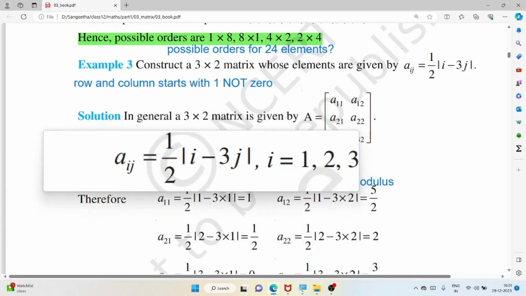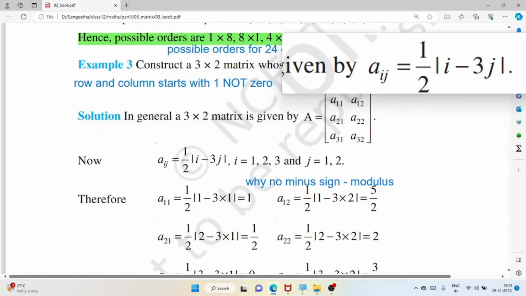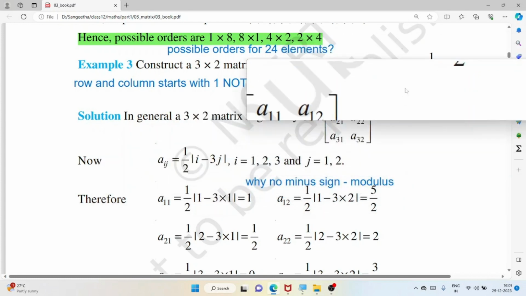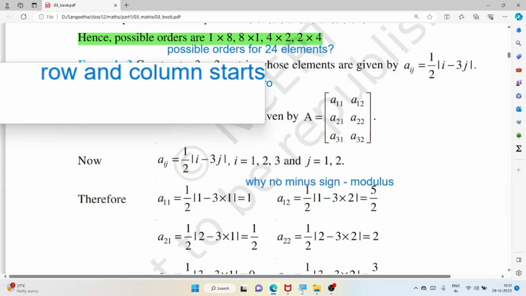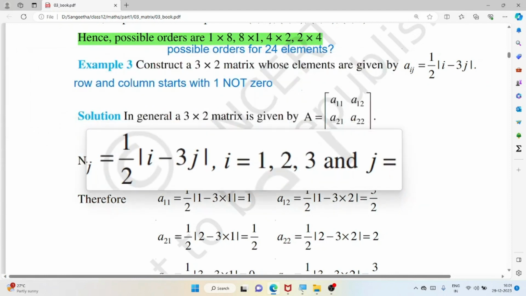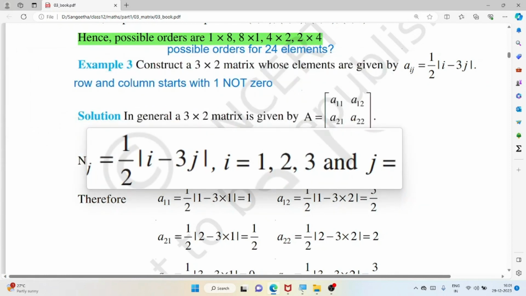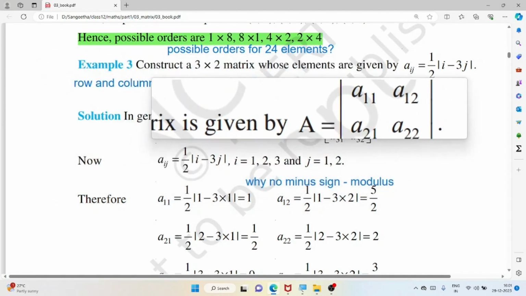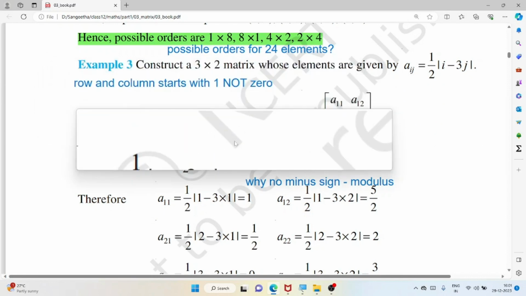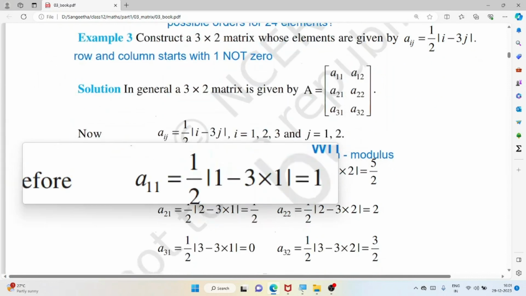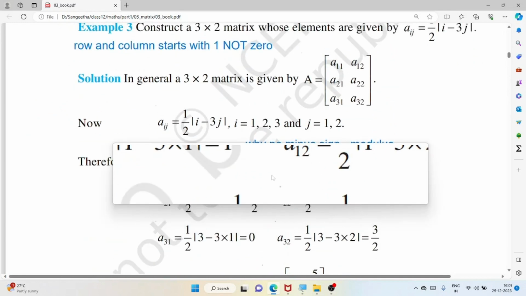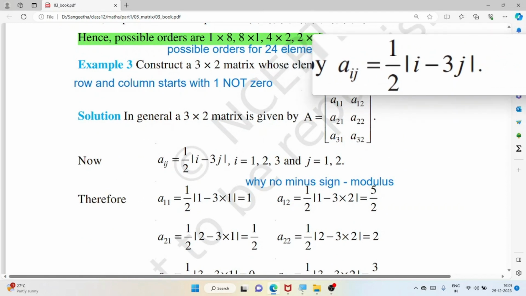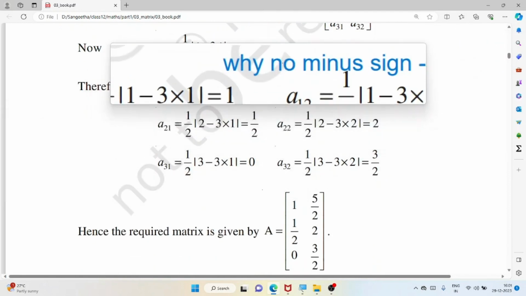So now you have to construct a 3 cross 2 matrix using this formula. Substitute for i and j. The important thing is that the i and j values start with 1. Row and column start with 1, not 0. In some of your other subjects, this may start with a 0 index, but in a matrix it starts with 1. Row starts with 1, column starts with 1. Here we are not using any sign because this is the modulus operator. So no sign. Why no sign?